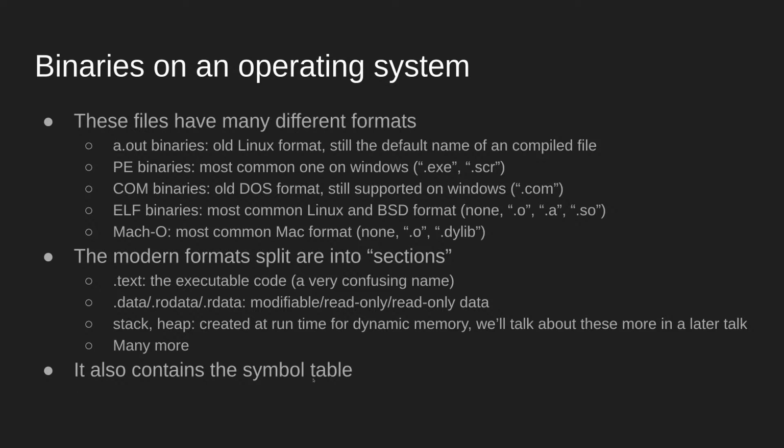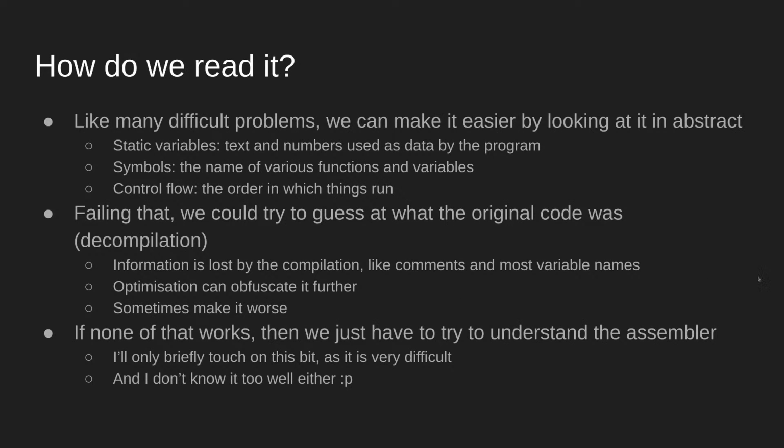The symbol table is a bunch of names for functions and variables that can be used for libraries. And this is probably the most useful piece of information in the whole of reverse engineering. Just knowing what the functions are called can tell you so much about their purpose. Now, all of this is very nice, but we actually need to be able to read this information. So, like many difficult problems, we can cheat with abstraction. Instead of actually looking at the assembler and the code beneath it, we can look at the variables, the symbol tables, and the control flow.